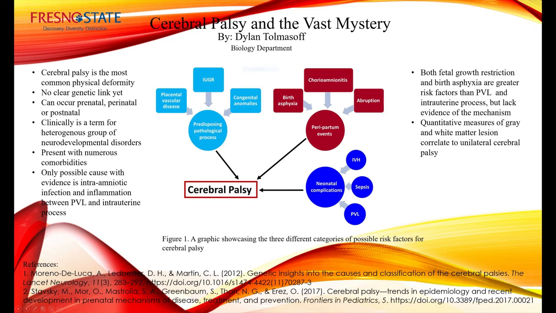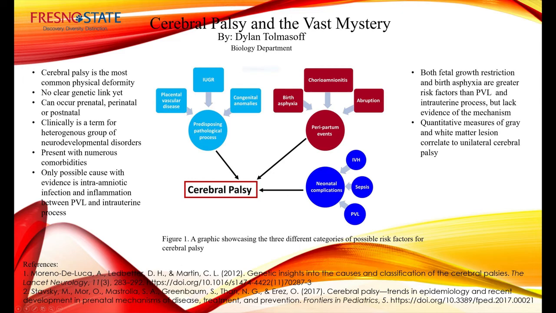Though both fetal growth restriction and birth asphyxia are greater risk factors to developing cerebral palsy, they lack evidence of causality, unlike intra-amniotic infection and inflammation between PVL and intrauterine processes, while neonates with PVL had an increased immunoreactivity for TNF-alpha in the neocortex, hippocampus, basal ganglia, and thalamus. Yet another possible cause is mothers who had fevers during labor, which gives a 9-fold increase in the risk of developing cerebral palsy.